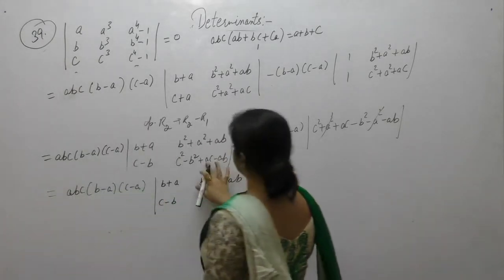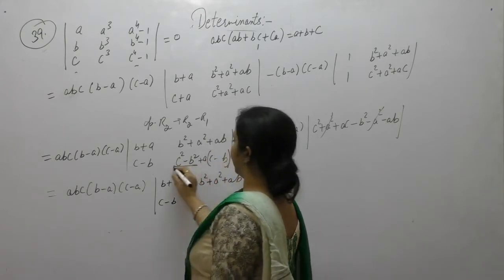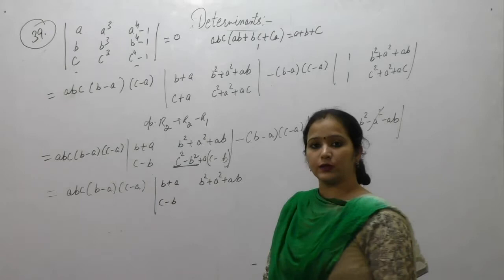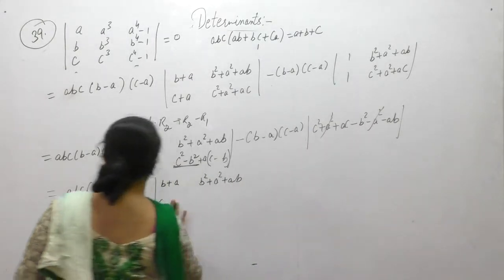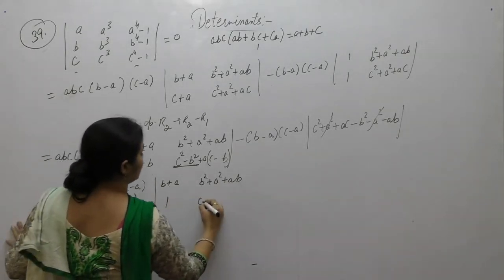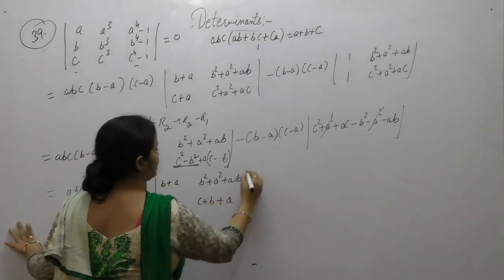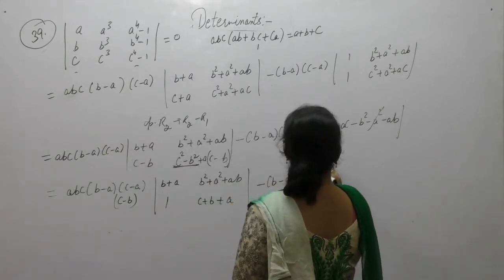We can write this as A into C minus B, and instead of this we can use the identity A square minus B square equals A minus B, A plus B. So take C minus B common. So here we are left with 1, C plus B plus A, minus B minus A, C minus A.